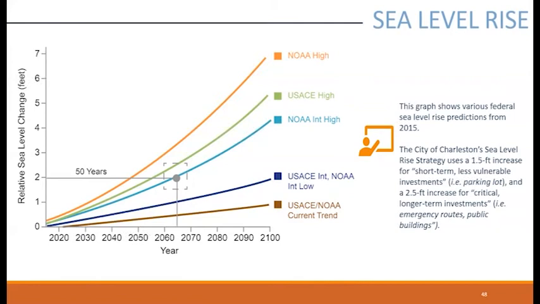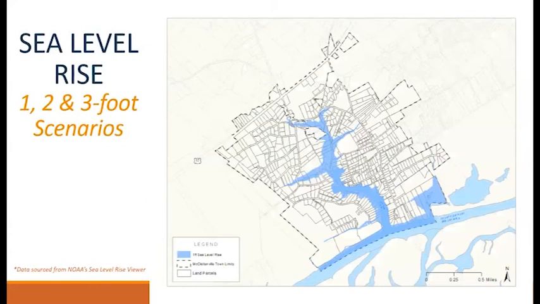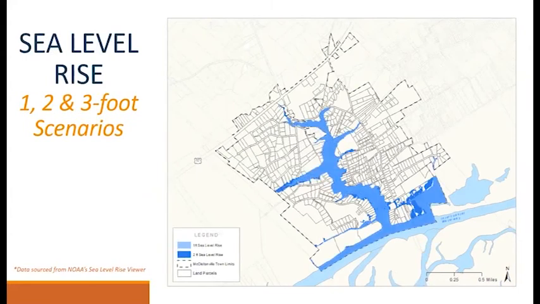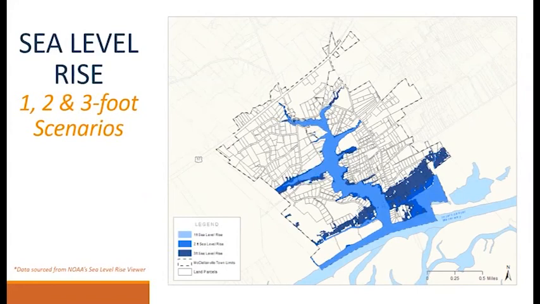But first, we're just going to show you the variation of how those 1, 2, and 3-foot scenarios look. So here on the town map, we are showing you the 1-foot sea level rise scenario. That is that kind of brighter blue. Next, we're showing you the 2-foot sea level rise scenario. And now here is the 3-foot sea level rise scenario in the darker blue, which is encroaching quite a bit further into town.